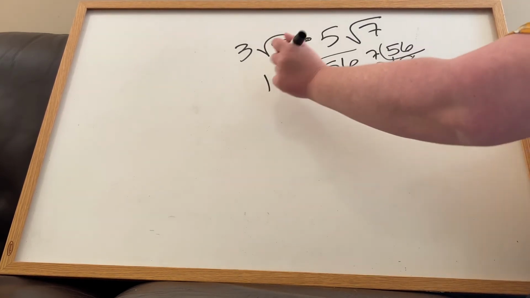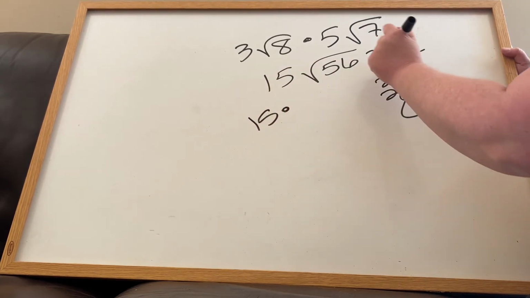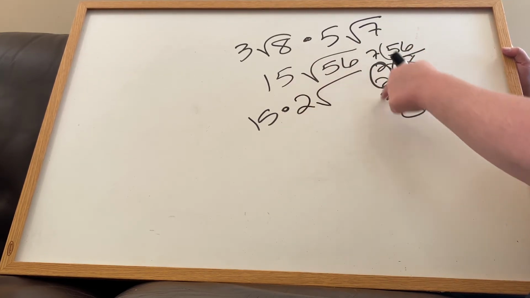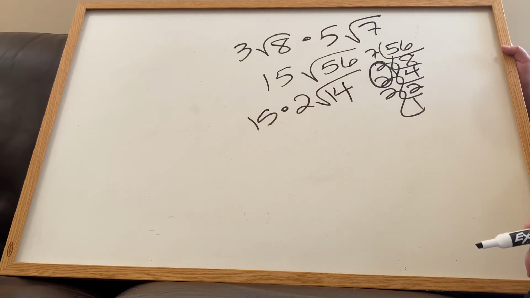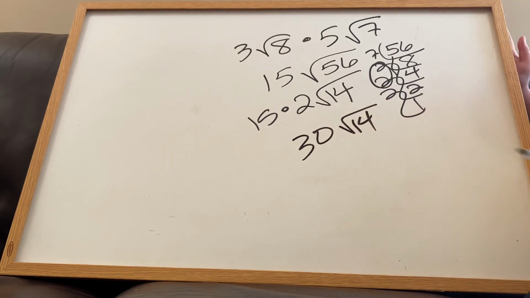So you have the 15 that's already out. You want to make sure that you don't forget about this number. Times, you have a set of 2, so you pull a 2. Inside you have a 7 and a 2 left over, which is going to be 14. And then the last thing you want to do is figure out what 15 times 2 is. So then you're looking at 30 square root of 14.